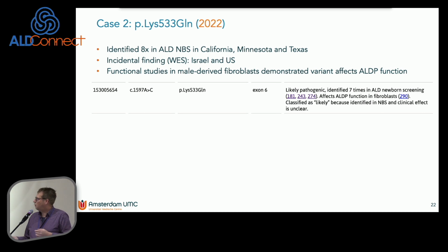The second case is a lysine 523 to glutamine. This was identified in California, Minnesota, and Texas in newborn screening. It was also an incidental finding in genome-wide screening of an individual with signs and symptoms, no clue what this disease is. Then we do whole exome sequencing, and this variant was identified in an individual in Israel, and also in the US, and also in Germany. Again, we did function study in fibroblasts, and the biochemistry was not normal, so we classified it as likely pathogenic.